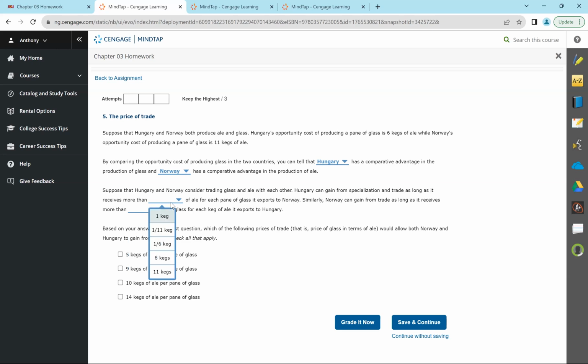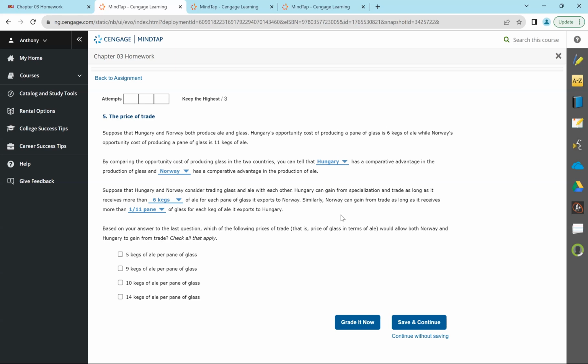All right, so this first one is 6, and the second one is 1/11. I don't have a good explanation for that, so I apologize. Hungary can gain from trade as long as it receives more than six. Yes, because they need to get more than the six that they could have made on their own. And the problem with the other country is that if they're going to give up 11, they better get more than 1/11 in payment. So that's how that happens.